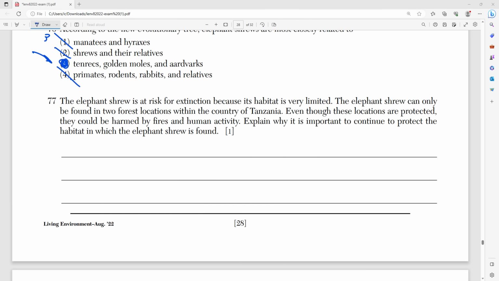Number 77 tells us that the elephant shrew is at risk for extinction because its habitat is very limited. The elephant shrew can only be found in 2 forest locations within the country of Tanzania. Even though these locations are protected, they could be harmed by fires and human activities. Explain why it is important to continue to protect the habitat in which the elephant shrew is found, right?